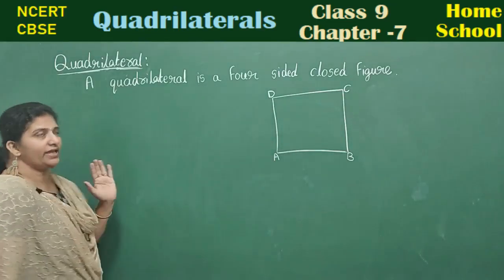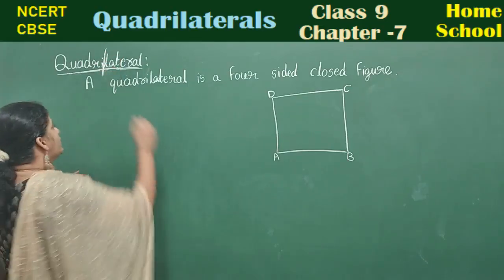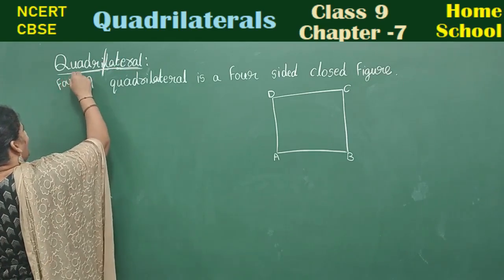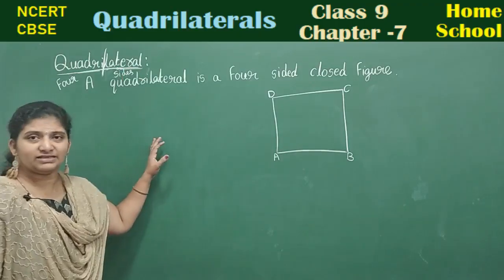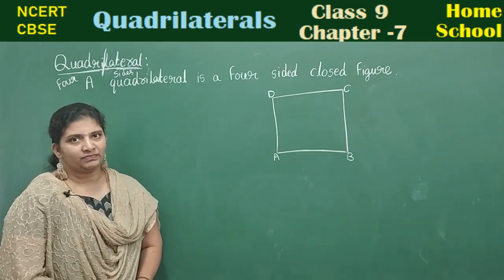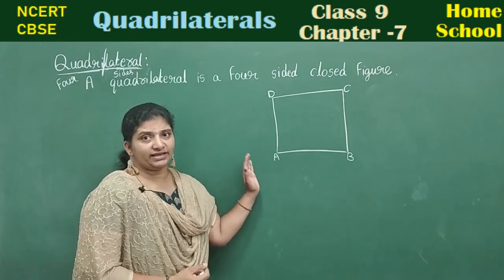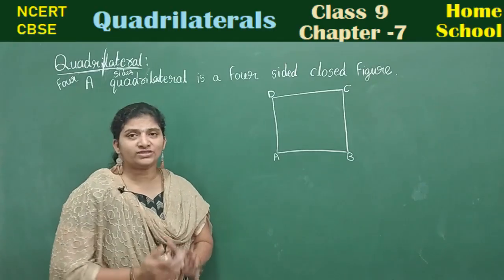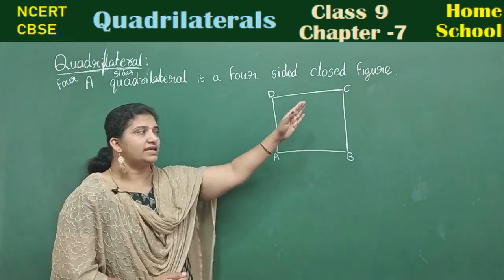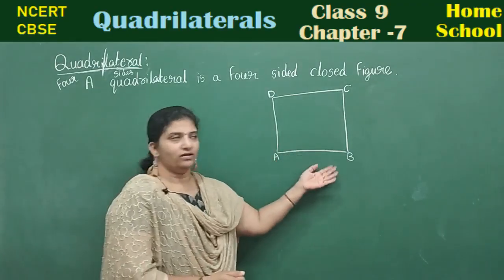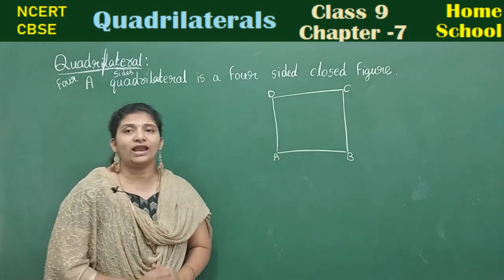Quadrilateral name itself, we can split it as quadrilateral. Quadri means 4. Lateral, sides, 4 sides. A quadrilateral is a 4-sided closed figure. It is closed with line segments. How many line segments? 4 line segments. A quadrilateral is a 4-sided closed figure with line segments. You can see here ABCD is a quadrilateral. AB, BC, CD, DA are the 4 sides or 4 line segments.